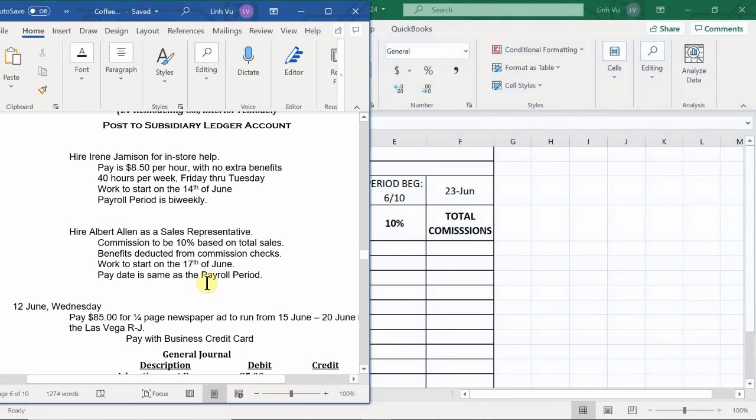And he doesn't start until the 17th of June, which, if you looked at the calendar, is our grand opening date. So there we have our workers.